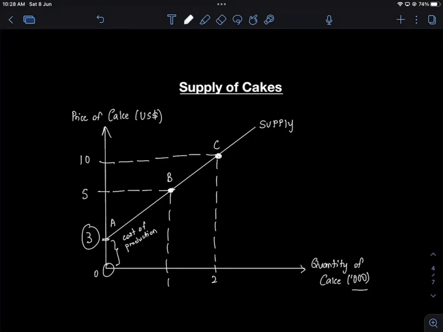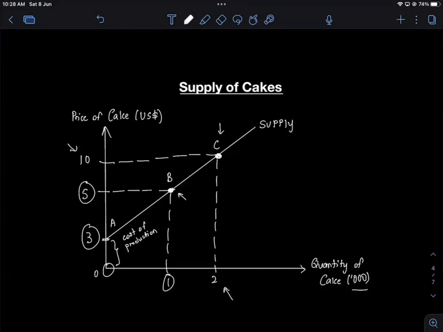Now let's imagine instead of $3, the price of cake is now $5 in a shop. You may then be more willing and able to make cake, right? And you may be more willing and able to make 1,000 units of cake, as you see over here. And this is reflected along the graph as point B. Similarly, if you see that cake is going for $10, you would then be more willing and able to make 2,000 units of cake. And this is reflected along the graph as point C.